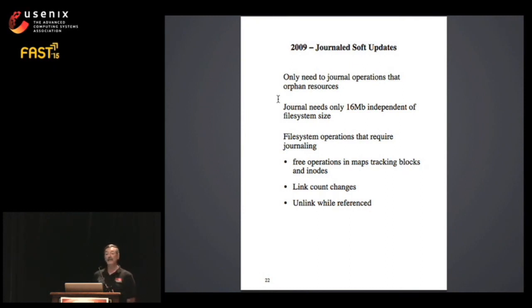So what do you actually need to journal? Well, the free operation in the maps that are tracking the blocks and inodes, because that's the thing that's getting lost. Now, in order to be able to track the inodes, you've got to be able to track link count changes, because it's when link count goes to zero that the thing is going to be freed. And so if you're in the midst of having that happen, you need to know that that's happening, because that's what's going to ultimately drive it to being freed up. And then one other just nasty fly in the ointment is the unlink while referenced file.